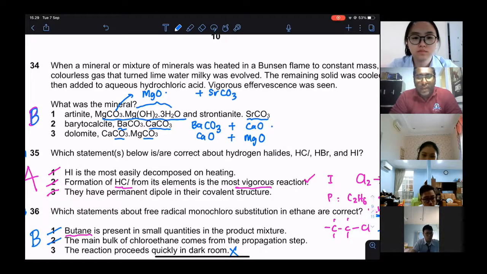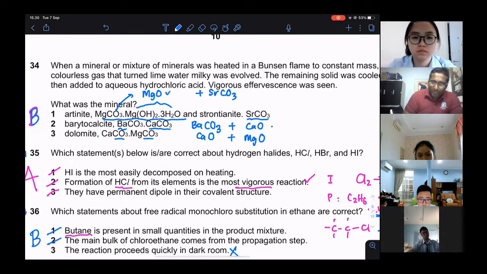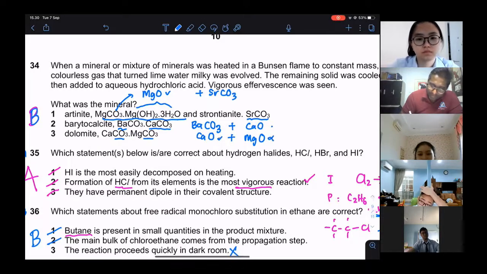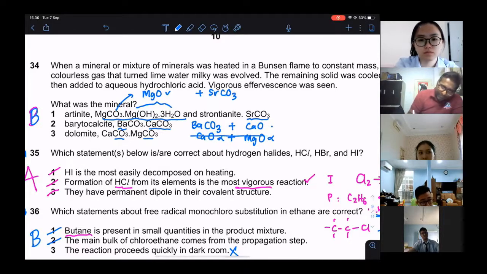So now I'm going to add hydrochloric acid. So Ella was correct. When you are adding hydrochloric acid to an oxide, you are going to get salt and water. Water is not counted as effervescence. Effervescence must be gas, right? So if I'm adding it to magnesium oxide, there shouldn't be any effervescence. So no effervescence is seen. If I add A over here, no effervescence should be seen as well. So this one, no effervescence.